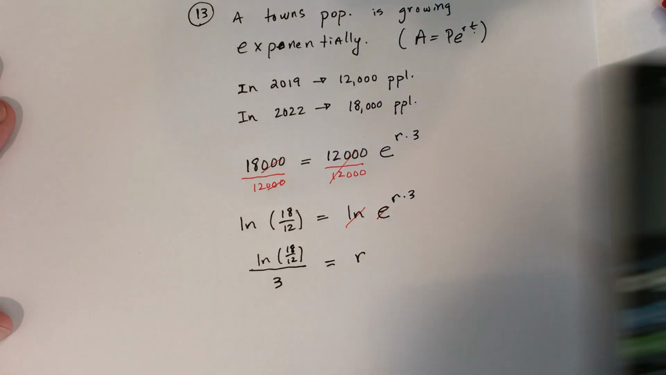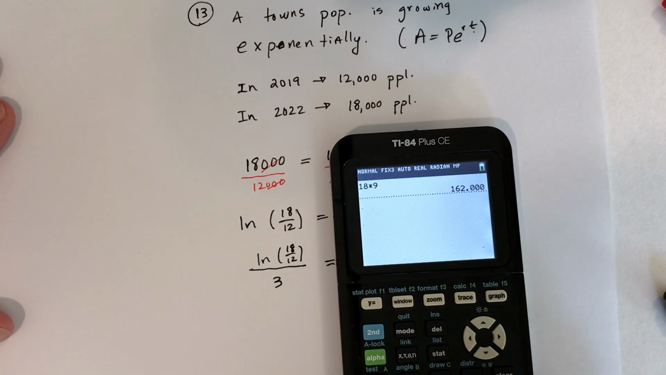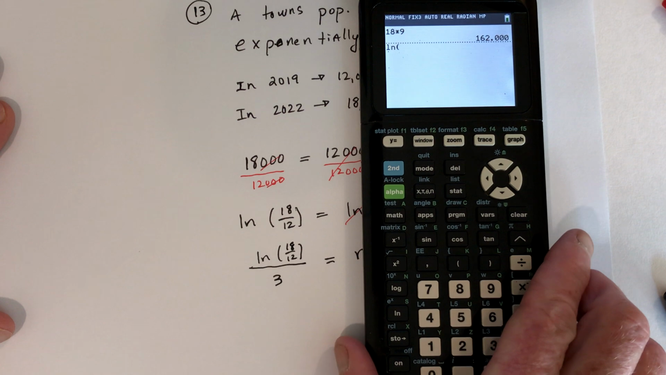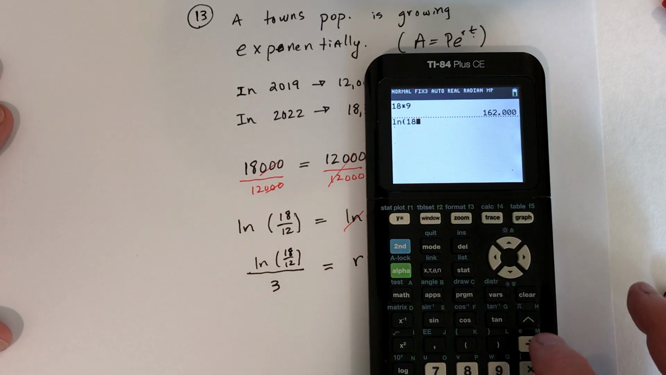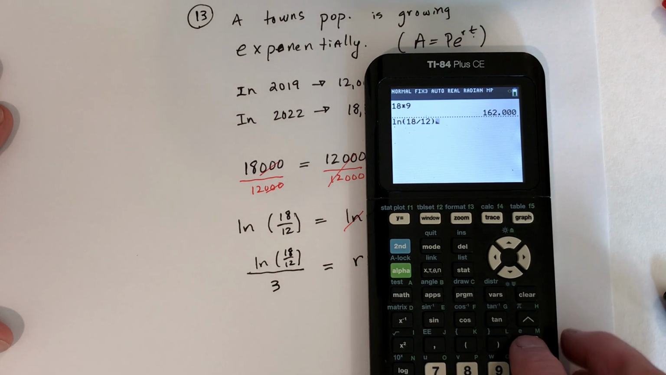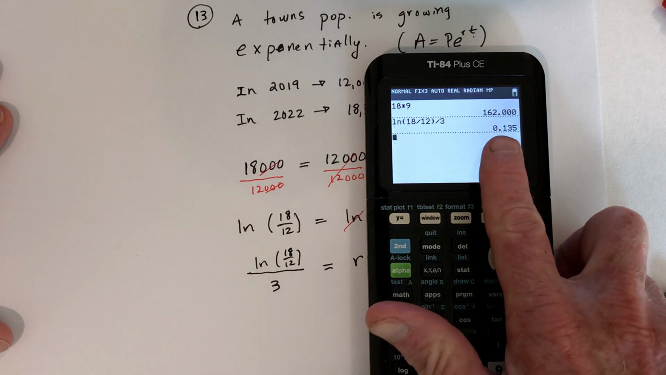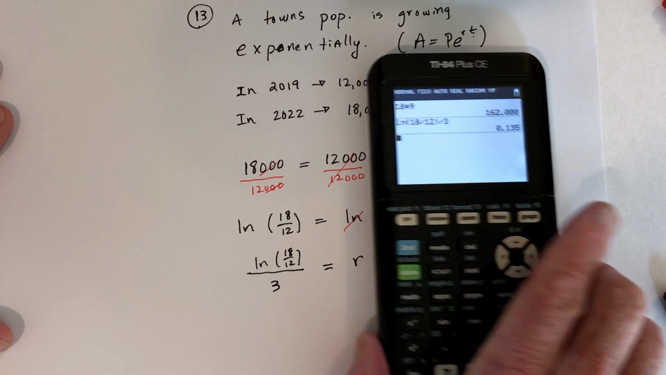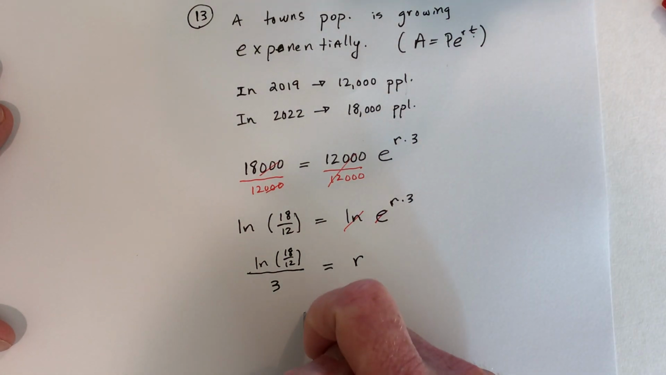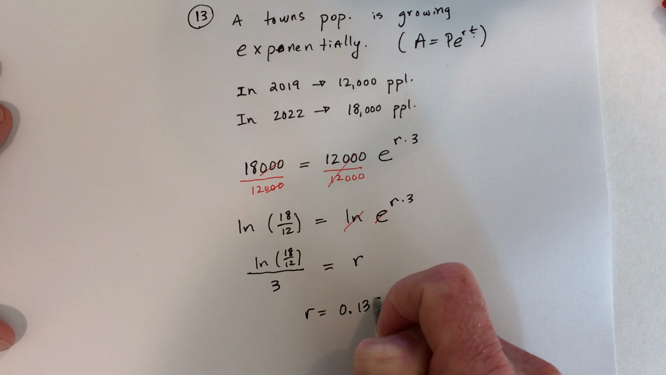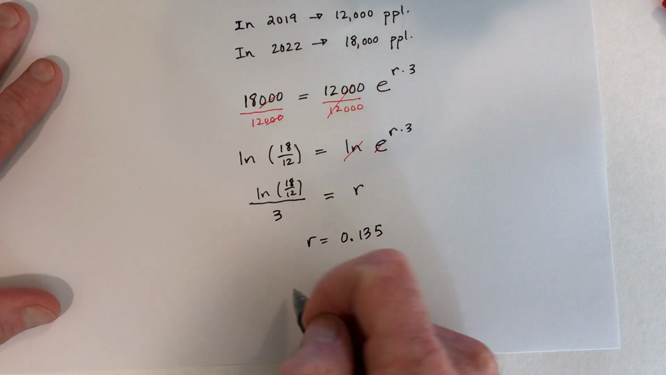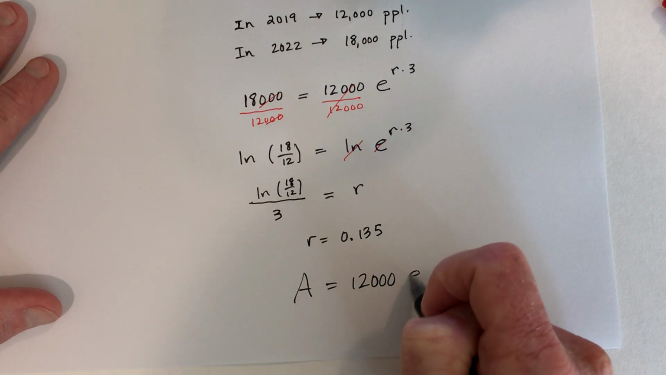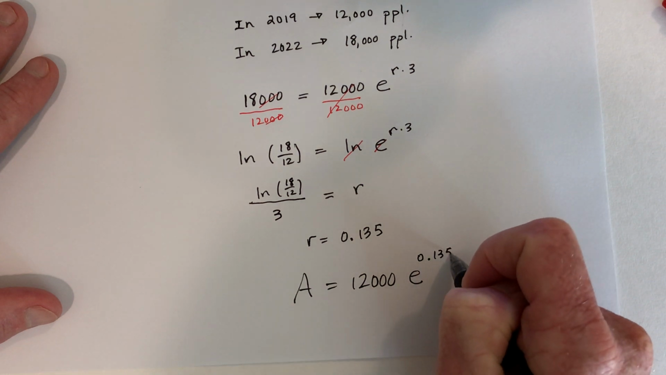All right, then it's time to use a calculator. So if you have the natural log, make sure you're using the ln down here, the natural log of 18 divided by 12, put that in parentheses, and then divide by 3. So that means that the growth rate is 13.5% per year, or as a decimal, r equals 0.135. And then that means that the function in general for this town is you put the beginning 12,000 people, and then e to the 0.135 times t.